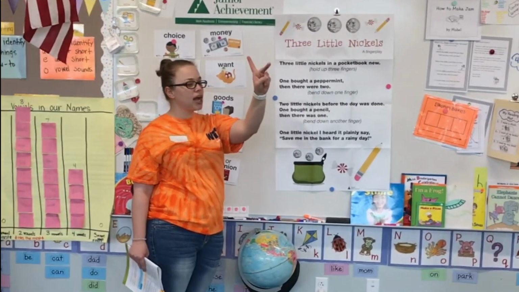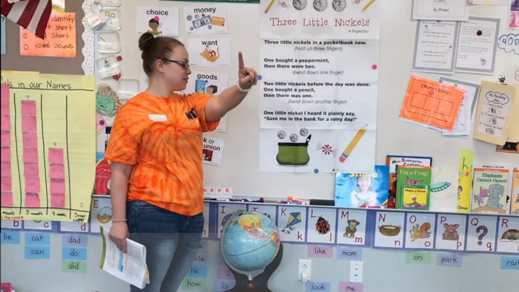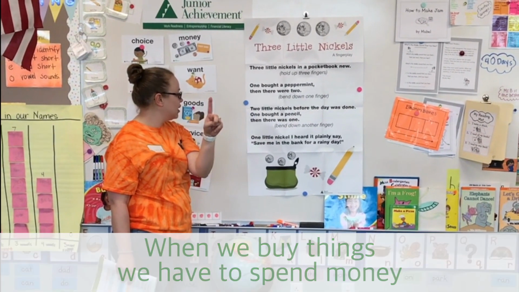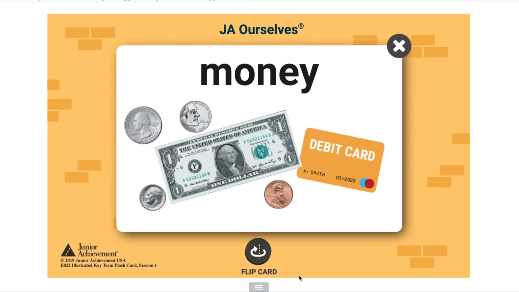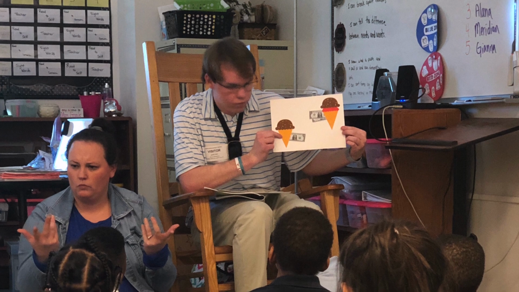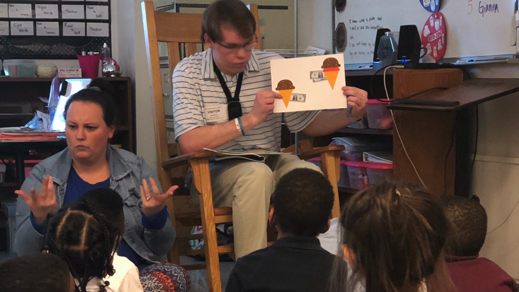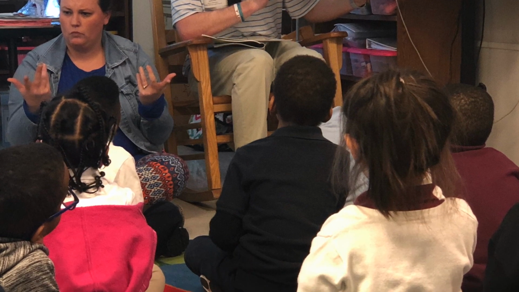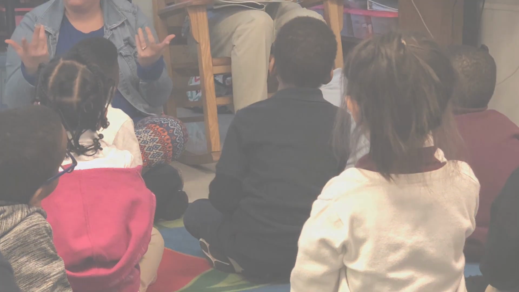Before presenting the last two picture cards, tell students that when we buy things like fruit, clothing, or books, we have to spend money. Introduce the money vocabulary card and have a brief discussion with the students. Then present the last two picture cards. Praise students for being good listeners and sharing their choices with the group. Have students return to their seats.